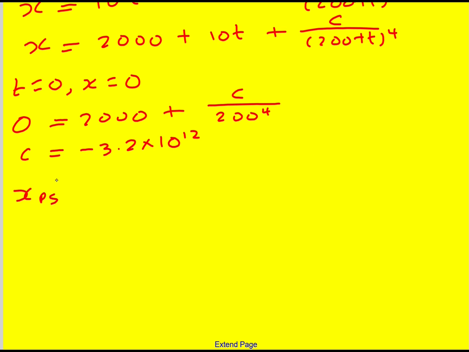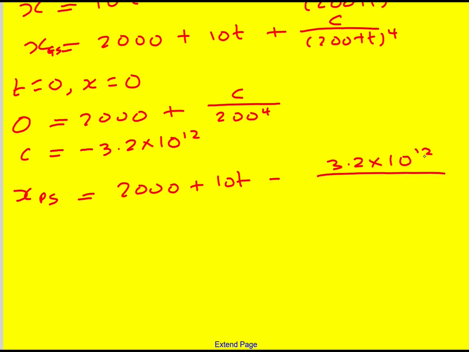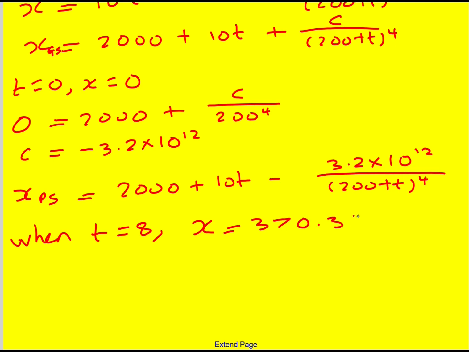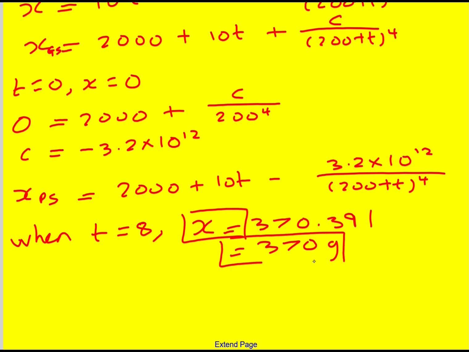Which means x, particular solution, to be fair, that was our general solution, is then going to equal 2000 plus 10t minus 3.2 times 10 to the 12 over 200 plus t to the 4. So when t equals 8, sub it all in, and we get 370.391, or 370 grams. Brilliant.